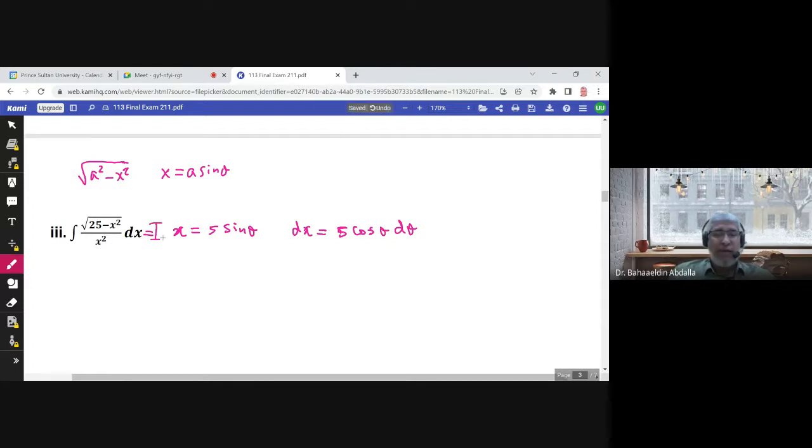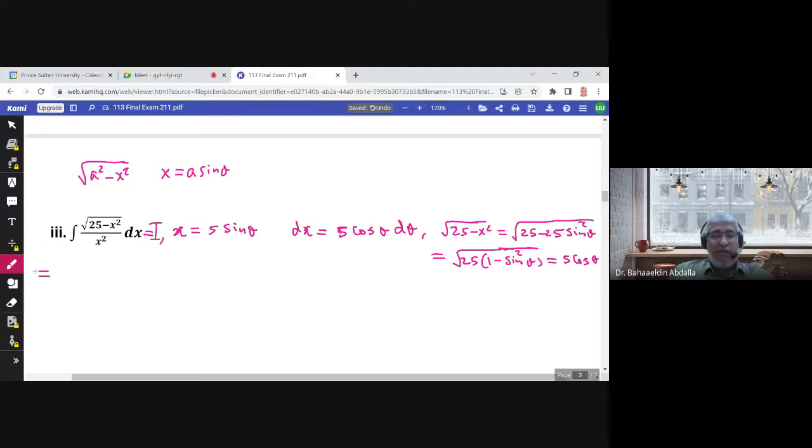Let me call this I again. And I'd like to find the square root of 25 minus x squared. This would be equal to what? Square root of 25 minus x squared, where x is 5 sine theta, so I'll have 25 minus 25 sine squared theta. And then I take 25 as a common factor, and I have inside the square root 1 minus sine square theta, but this is cosine square theta. So the root would be 5, and the square root of cosine square is just cosine theta.